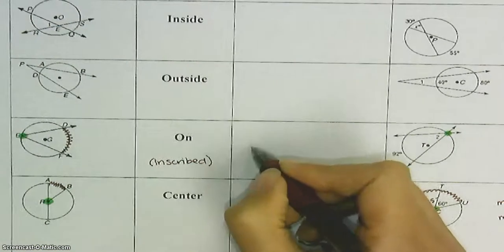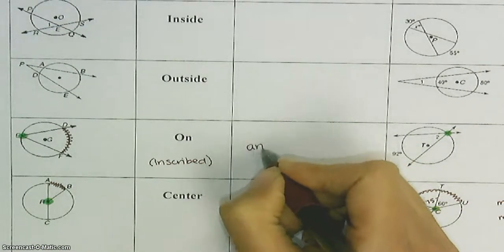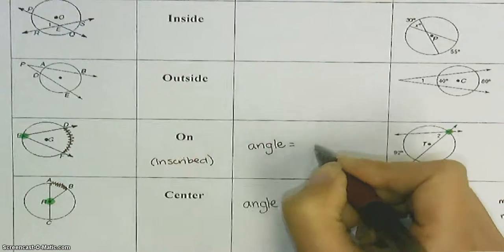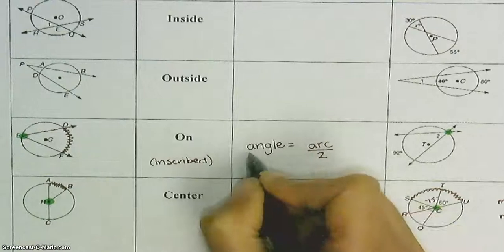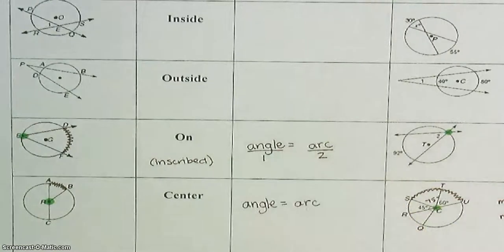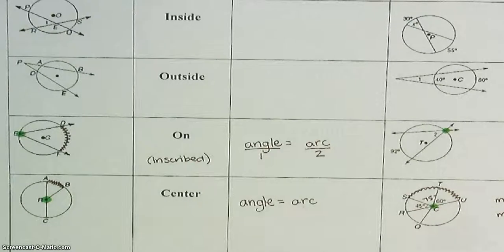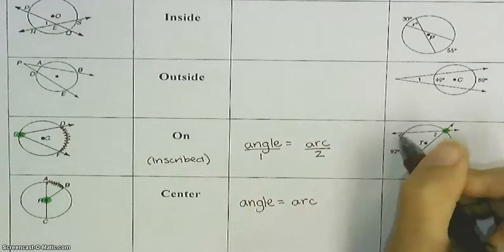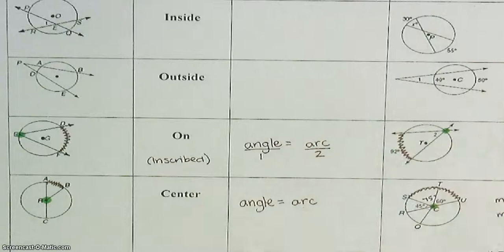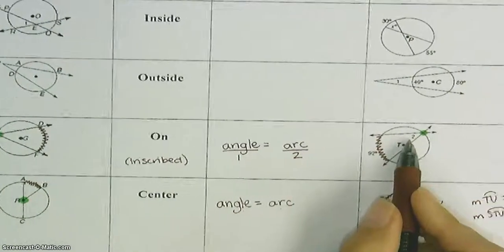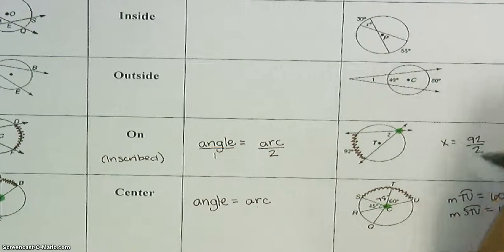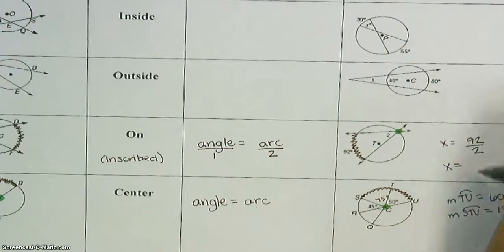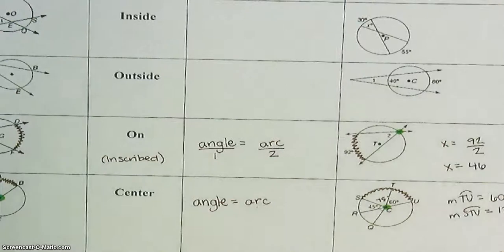And the rule for this is angle equals arc divided by 2. If you want to put a 1 here, you can think of it like a proportion. The angle is 1, the arc is 2. So let's see here, we've got an on angle. It's opening up to this arc. So angle, in this case our angles are variable, equals arc, which is 92, divided by 2. 46 degrees.